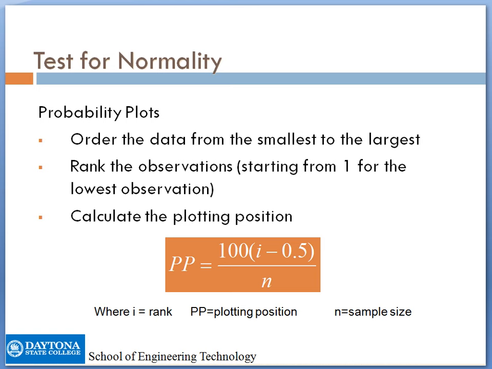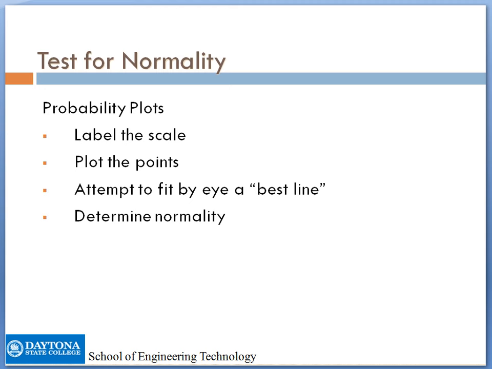Also, you can use probability plots. And the way that you do it is you order the data from the smallest to the largest. Then you rank the observations, starting from 1 for the lowest observation. And then you calculate the plotting position. Then you label the scale, you plot the points, and you attempt to fit by eye a best line, a straight line. And if most of your data are on the line or very close to the line, you can determine that your data set is normally distributed.